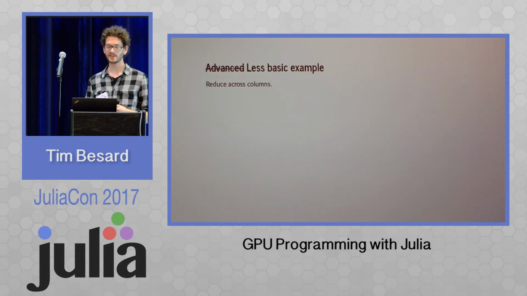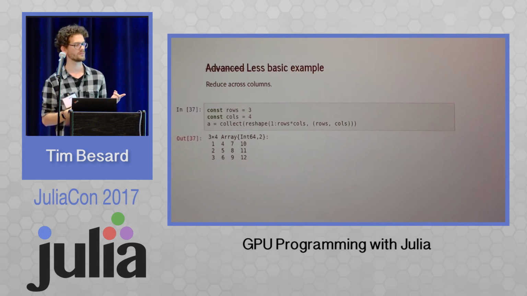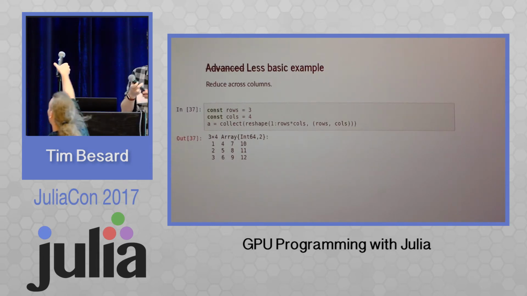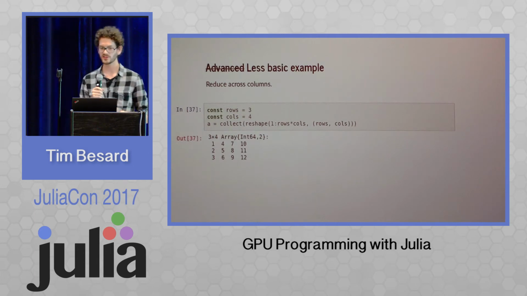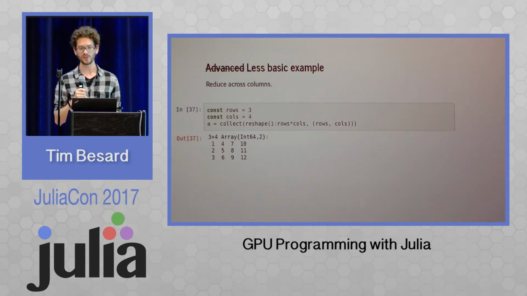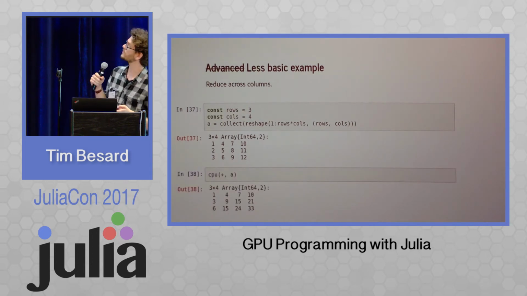For a less basic example, which shows some decent properties of the GPU, let's do reduction. Okay. So we're going to do a reduction across columns. Say we have an array of 3 rows and 4 columns. We want to reduce it according to the sum operation across columns. How would we implement this on the GPU?